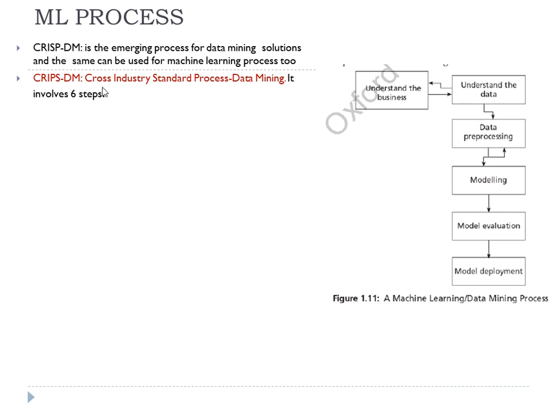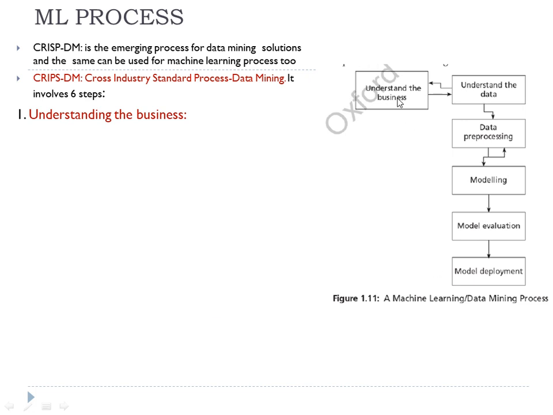CRISP-DM basically stands for Cross Industry Standard Process for Data Mining. As the word itself says, this is a standard process which was actually used typically for the data mining process, and now the same model or process is also used for machine learning too. This is a basic block diagram of the CRISP-DM model, and it involves 6 steps.